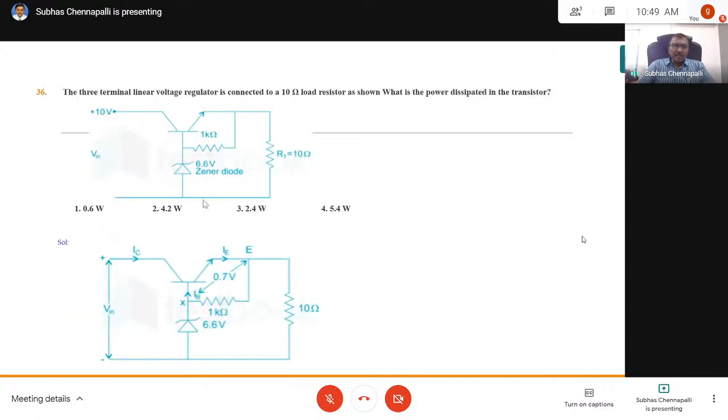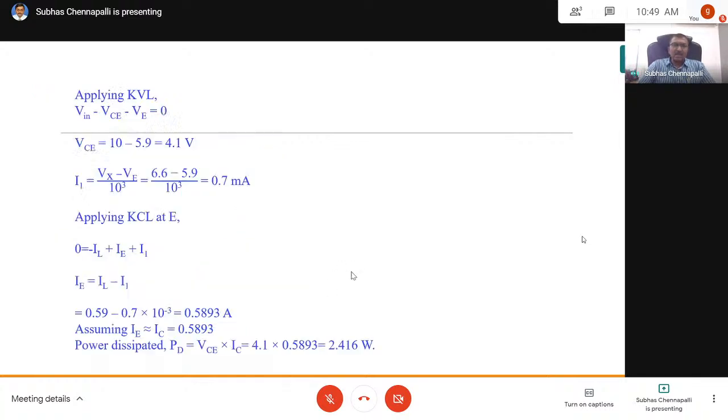So this current I1 through this resistance I am calculating. I1 is equal to the voltage here, VX minus VE, divided by this resistance. So VX is 6.6, VE is 5.9, divided by 10 power 3. So that gives 0.7 milliamperes.